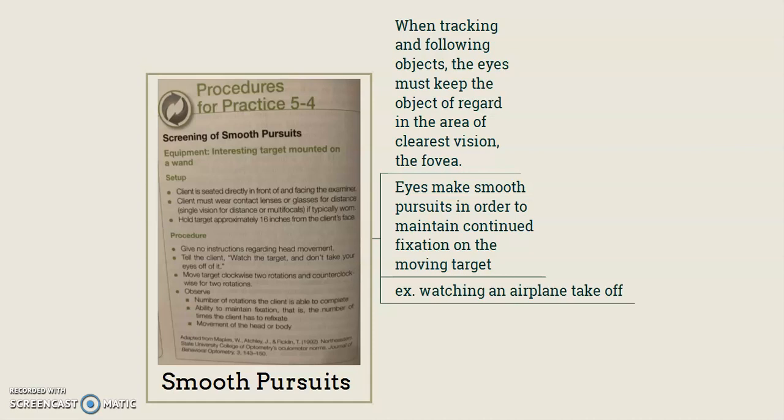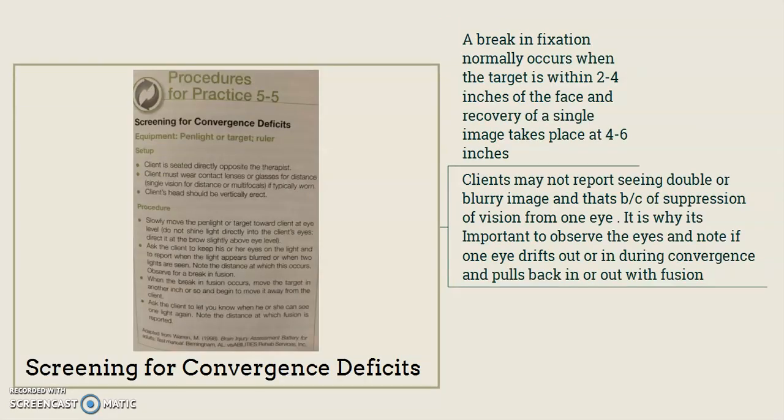So some side notes: when tracking and following objects, the eyes must keep the object of regard in the area of the clearest vision, so the fovea. In order to track, the fovea is the main one that is working. And then the eyes make smooth pursuits in order to maintain continued fixation on the moving target. An example can be anyone watching an airplane take off, where you're using your smooth pursuits to track the airplane.